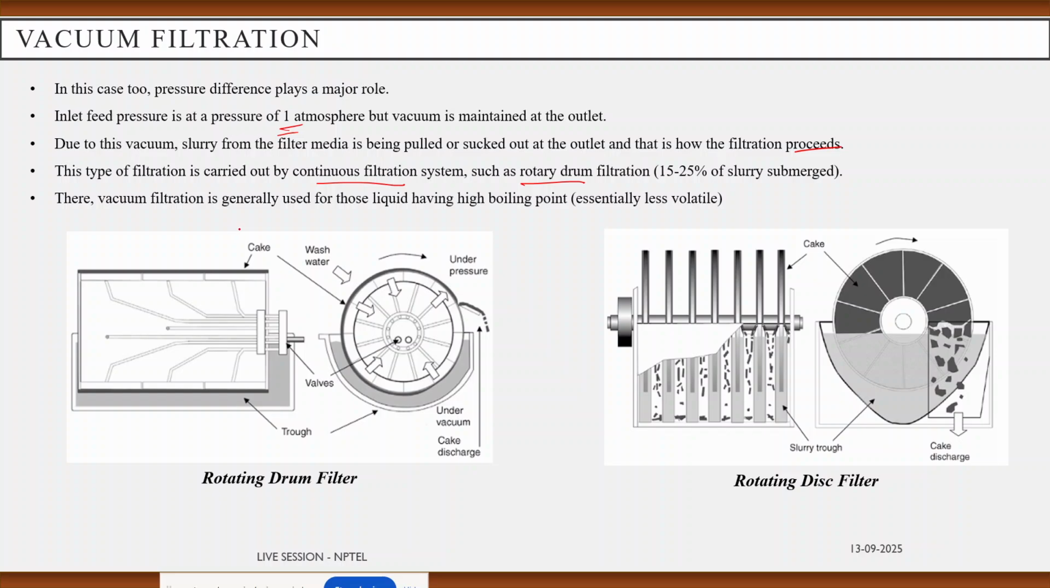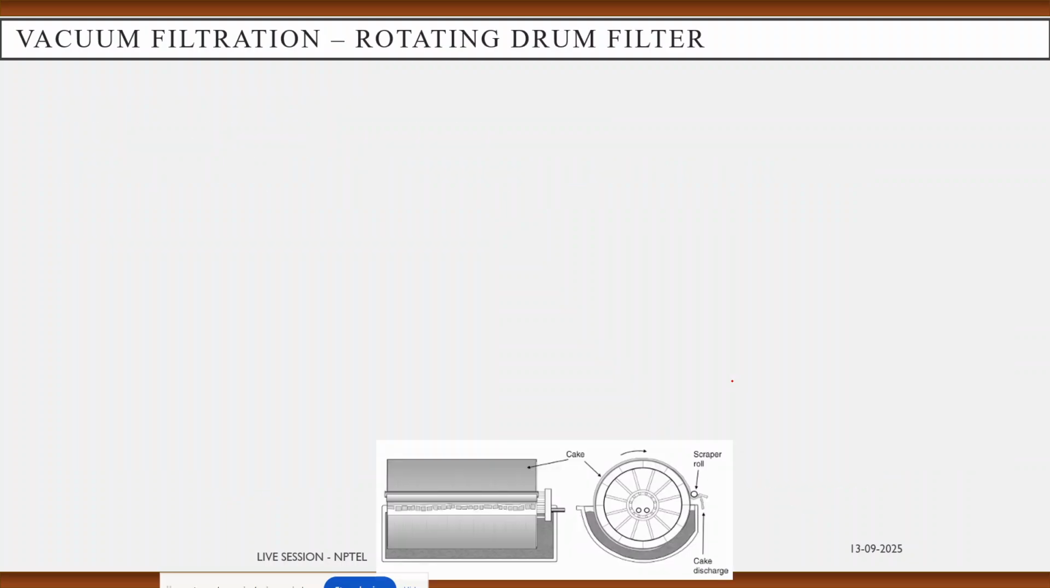Vacuum filtration is generally used for liquids having a very high boiling point or very high volatility. Here you can see two figures denoting a rotating drum filter and a rotating disc filter. Their operational principles are the same, except that instead of drums, some disc plates are placed.